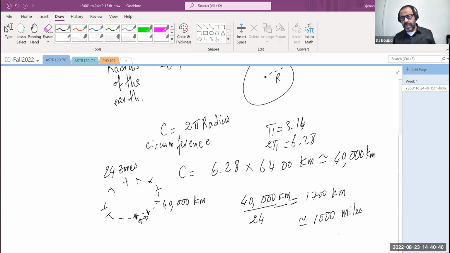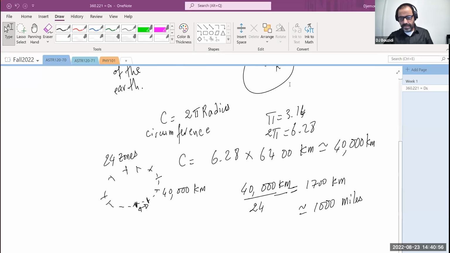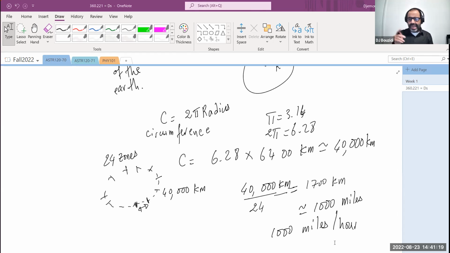That is the question. So you can answer it as 15 degrees per hour. That's good enough. Or 1,000 miles per hour. Okay. So the question for you guys now is, what is the difference in terms of time zone between the Eastern time zone, which is, let's say, New York or Washington, doesn't matter, and Los Angeles? Do you guys know the difference between these two time zones?